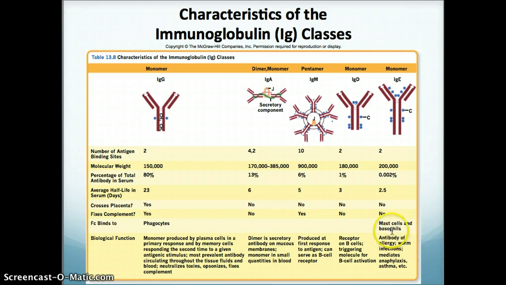For example, IgE has something often to do with allergy, and here IgD, it is a receptor on B cells that triggers that molecule for B cell activation. And you can see each of these has a particular function. So mainly knowing the different immunoglobulin classes and their function.